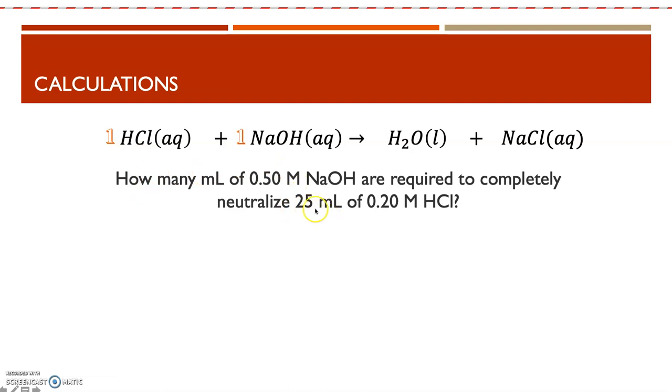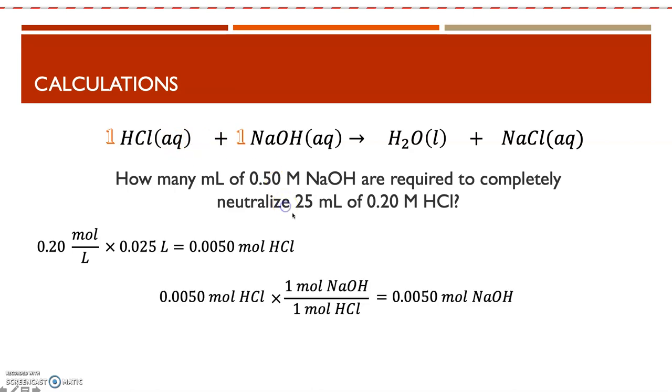So what we do here is recognize that this is stoichiometry because I'm asked to go from species A to species B. But I need to go to moles, so that I can use this 1-to-1 conversion factor. I can use my volume and my molarity of HCl to get to moles of HCl. Now I can use my conversion factor from my balanced chemical equation to get to moles of NaOH.